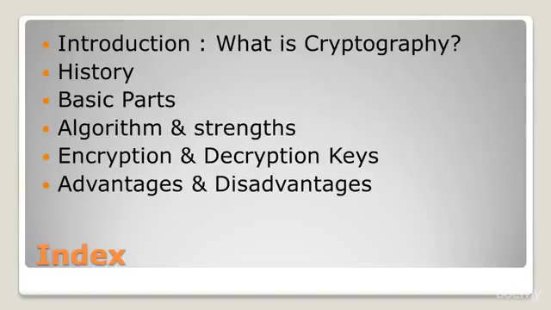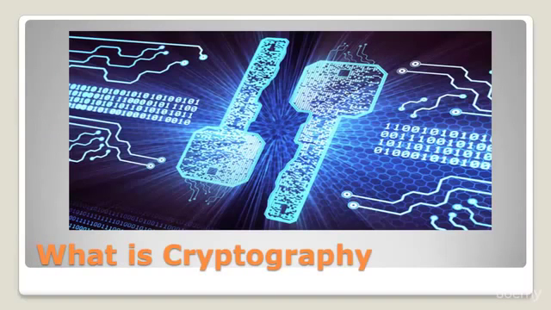In this tutorial I'll be teaching you what cryptography is exactly, its history, the basic four parts of cryptography: algorithms, strengths, encryption and decryption keys, and the advantages and disadvantages in the end. To start with cryptography, there are always two main parts. One is encryption and the other one is decryption. I'll be giving you more examples as we go ahead and look in detail at real applications.